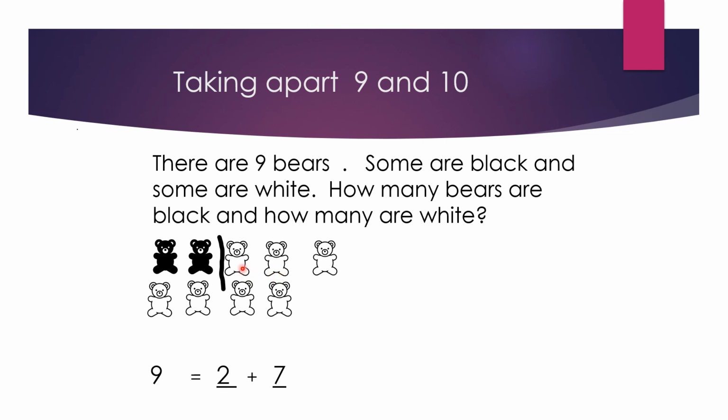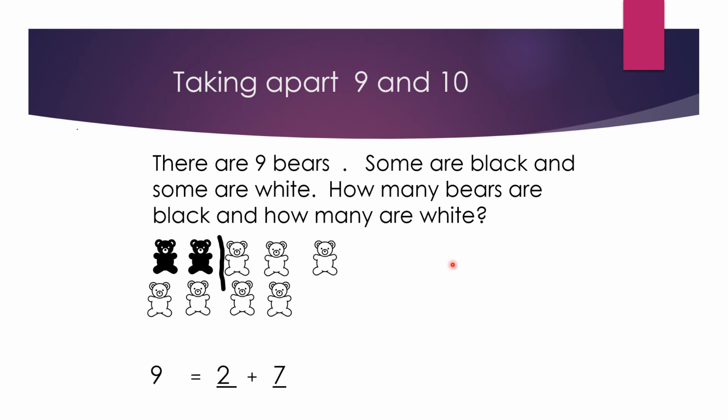Let's count. 1, 2, 3, 4, 5, 6, 7. There were 7 white bears in our other part. So 2 black bears plus 7 white bears make how many bears all together, kindergarten? Nice work. 9. 9 bears equals 2 black bears plus 7 white bears.